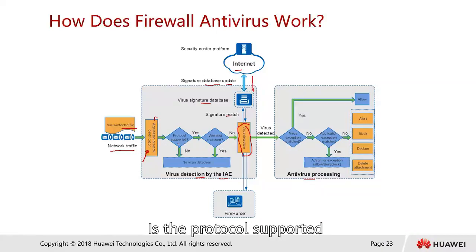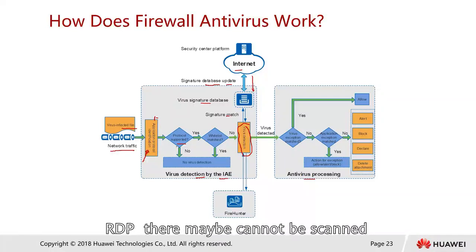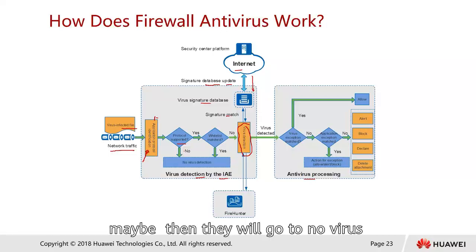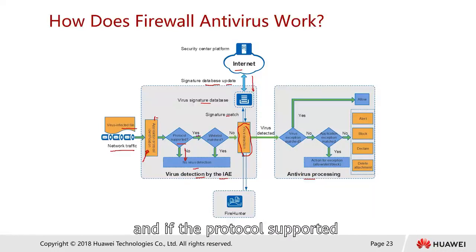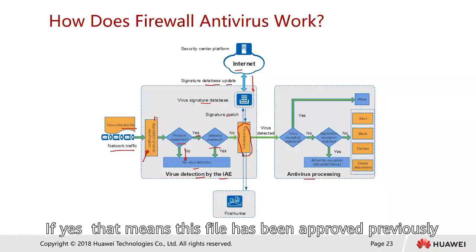So is the protocol supported? For example, if this is Remote Desktop Protocol (RDP), then maybe it cannot be scanned. Then it goes to no virus detected, and therefore they pass on the traffic. And if the protocol is supported, then they go to the next step. Is there a whitelist match? If yes, that means this file has been approved previously.